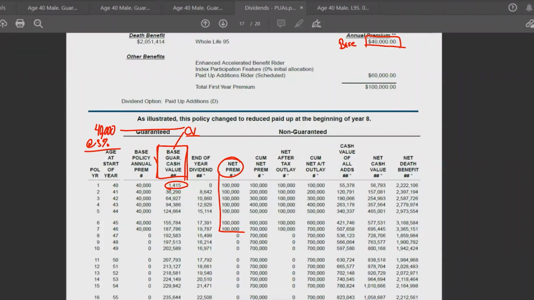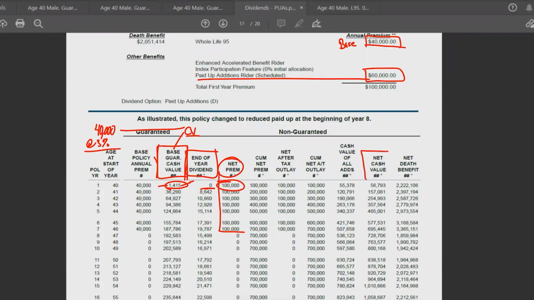We pay $40,000 and we've got $1,400 in this product. So here we see next to nothing show up in cash value from the base premium payment. However, your total payment was $100,000. The other $60,000 was a paid up additions rider payment, PUAs. Okay, great. So first year, no dividends are paid, it's a zero. So our cash value is reflective of what? The PUA deposit I make plus the small cash value buildup from the base premium payment.